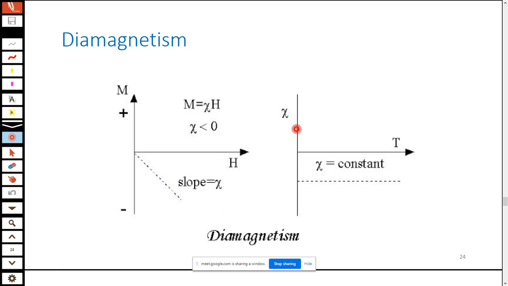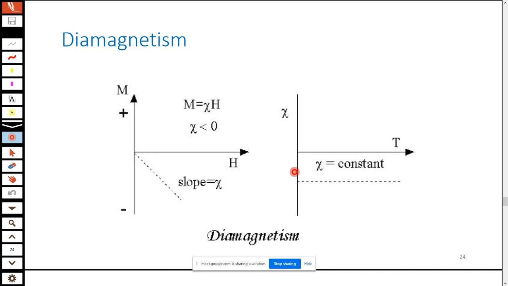There is also another way to look at it. If you measure the susceptibility versus temperature, then you can also differentiate between different magnetic materials. For diamagnetic materials, this susceptibility is negative.